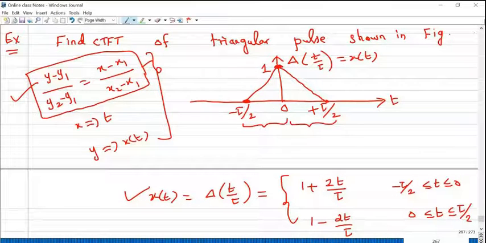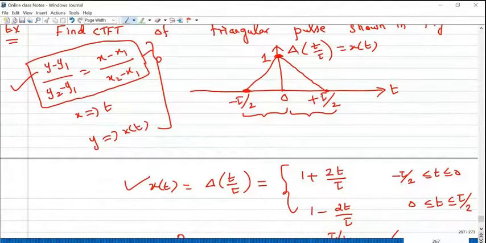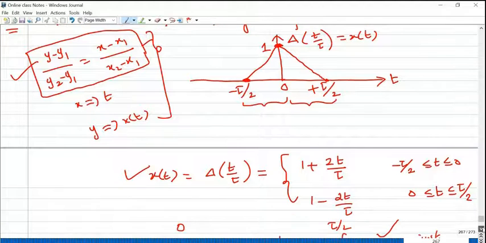Good morning, students. In the last class we started solving the continuous time Fourier transform of a triangular pulse shown in this figure. I suggested either you remember the formula of this delta function, or you can find the expression for this delta function between minus tau by 2 to 0 and 0 to tau by 2 separately, and you will get these equations.